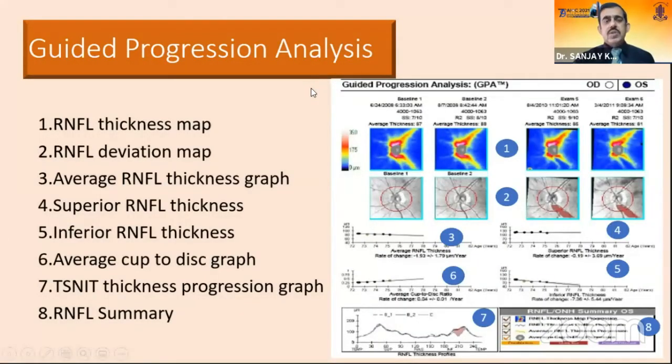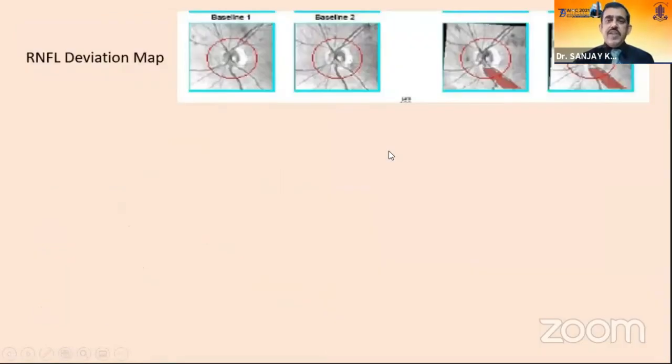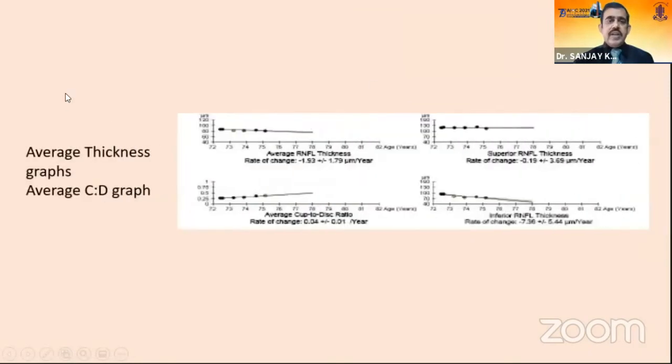Then another important role of OCT is it helps us in deciding progression. So there is a software called guided progression analysis. For this, we need 2 baseline examinations and 3 follow-up examinations. So it gives us the RNFL thickness map, and then we have a deviation map in which we can see the deviation, how much it has progressed over the period of time. It also gives us graphs of average thickness of RNFL and the cup disc ratio over a period of time. This trend-based analysis also gives us the rate of change. And if this is statistically significant, then p-values are also given.